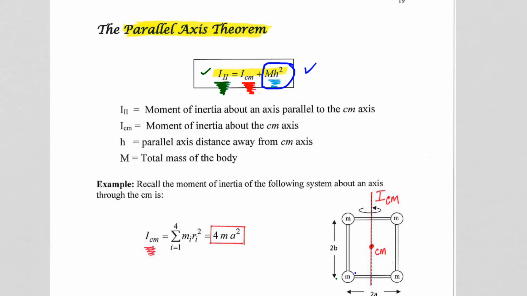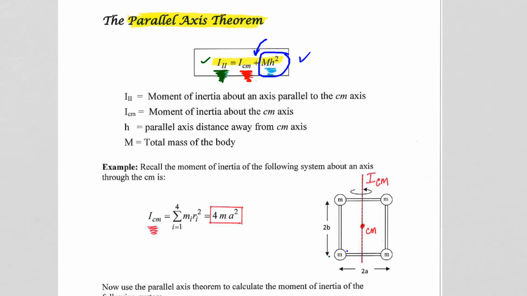And notice it's larger, always larger. Any rotation off the center of mass axis is larger than the rotation through the center of mass axis, the moment of inertia. Best way to see this is by example.